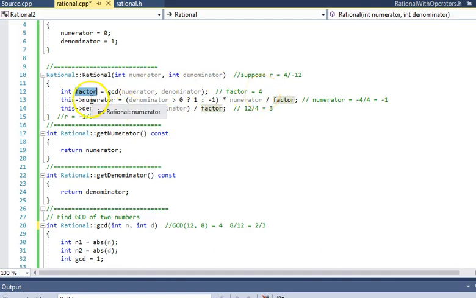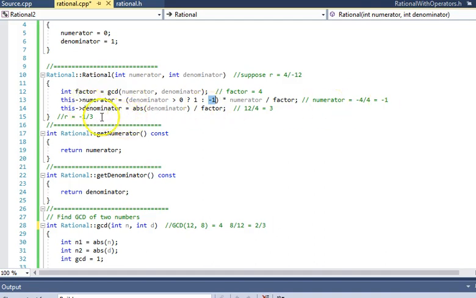And then what it does, it basically updates the numerator. If the denominator is positive, it will throw a factor of 1 next to the numerator. If the denominator is negative, such as our case, in this case, negative 12, it throws a factor of negative 1 next to the numerator. So in our case, it will be negative 1 times the numerator, which will be negative 4, divided by the factor. This will be negative 4 divided by 4, which is negative 1.